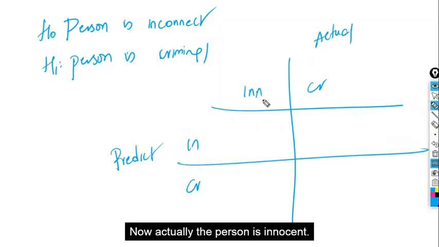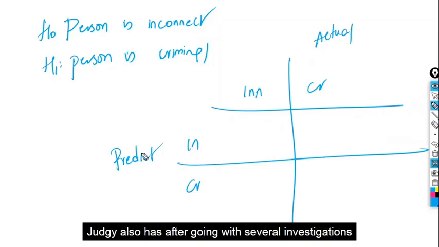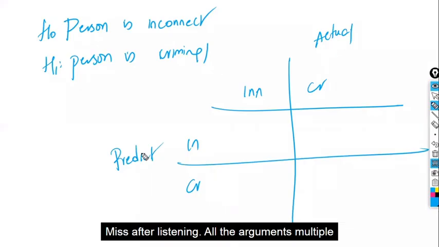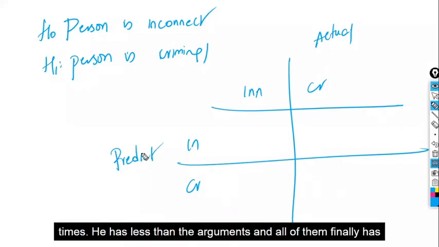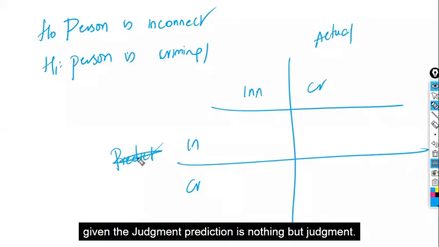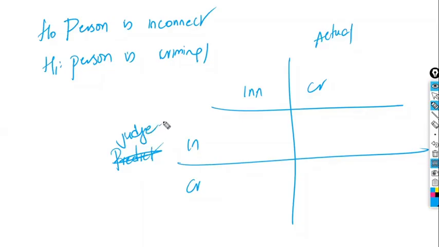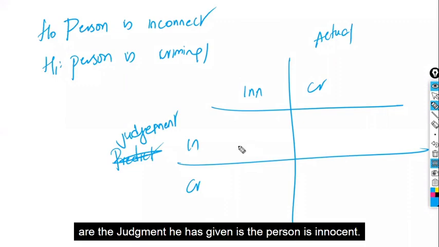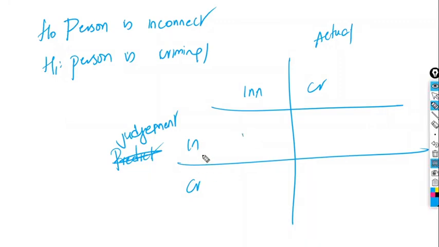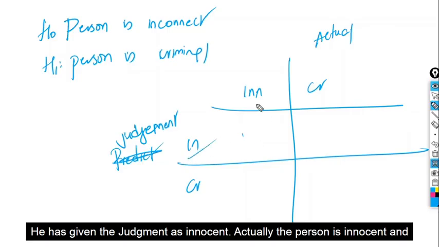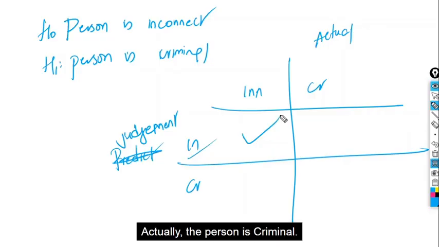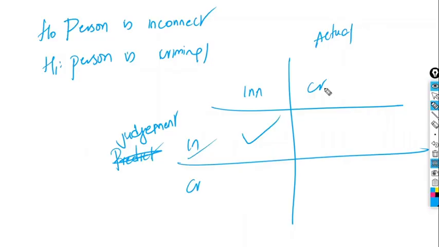Now actually the person is innocent. He has not done the crime. The judge, after going through several investigations and listening to all the arguments multiple times, has finally given the judgment. Prediction is nothing but judgment. Whatever the judgment is, that is the prediction. The judgment he has given is that the person is innocent. Actually the person is innocent and he has also given innocent. Correctly he has done.